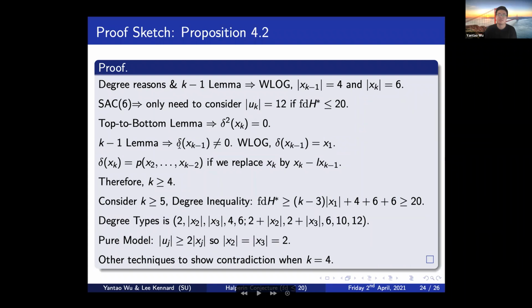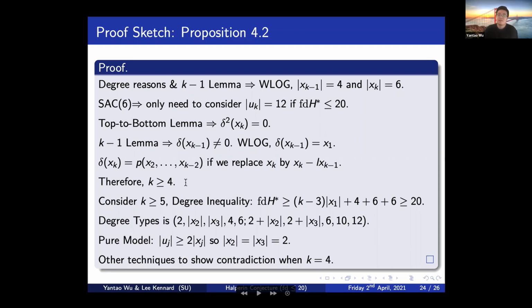And we apply the k minus 1 lemma to say that it cannot be 0 if we consider delta sk minus 1. So we can perform a change of basis so that delta sk minus 1 is x1. At this stage, we see that delta xk is a polynomial depending on x1, x2 through sk minus 1. But it cannot depend on sk minus 1 because if it depends, it will contradict the case delta through sk is 0. And it will not depend on x1 because we can do some replacement. We replace xk with a new xk so that delta xk does not depend on x1. So we see that it goes from x2 to sk minus 2.